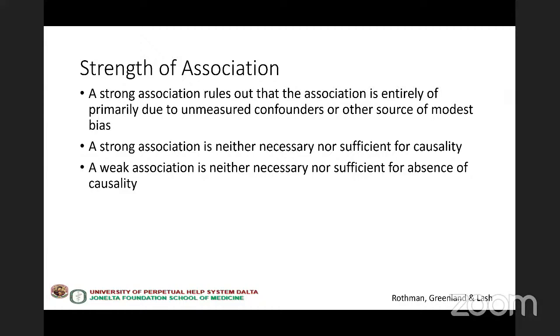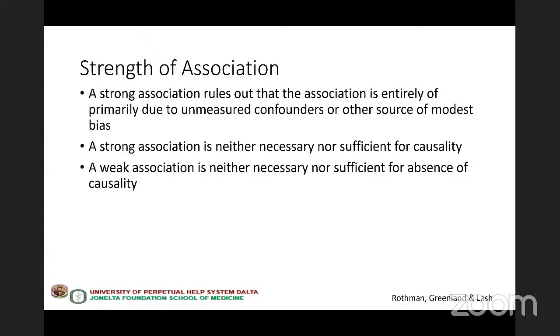So, a strong association rules out that the association is entirely or primarily due to unmeasured confounders or other sources of modest bias. Okay. A strong association is neither necessary nor sufficient for causality. And a weak association is neither necessary nor sufficient for absence of causality. So what would be examples of a strong strength of association?